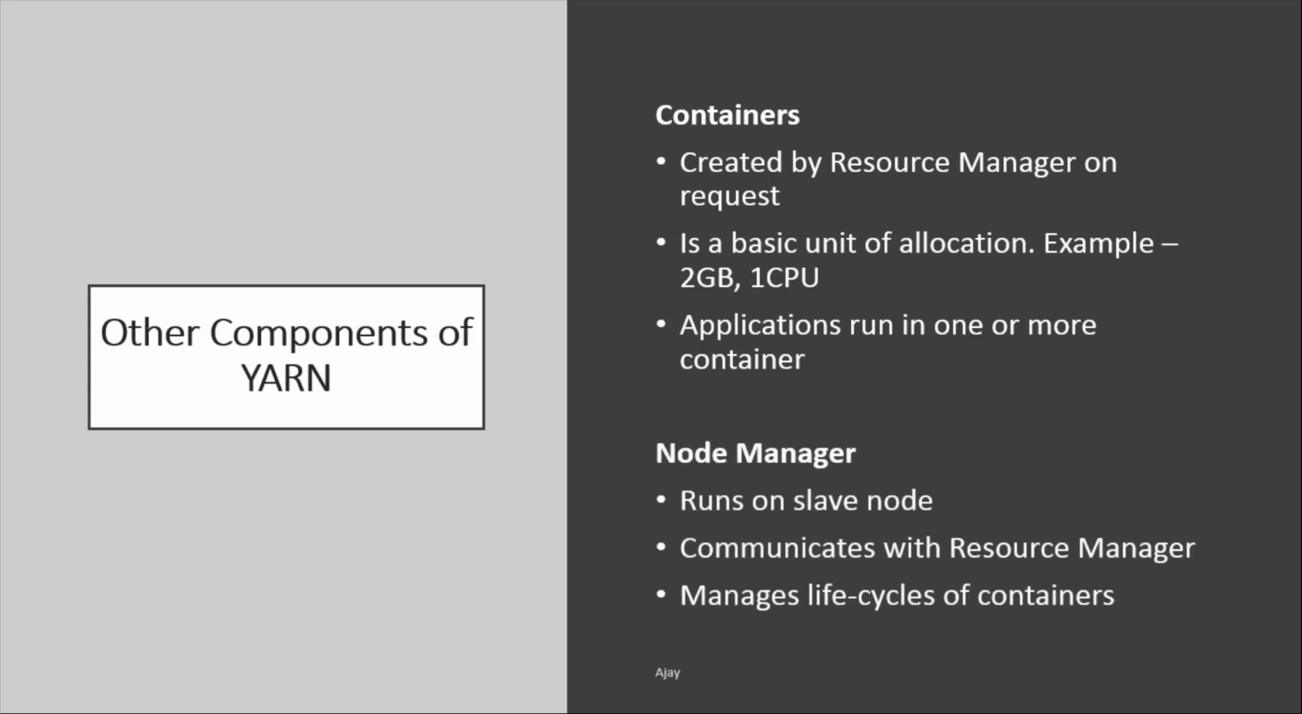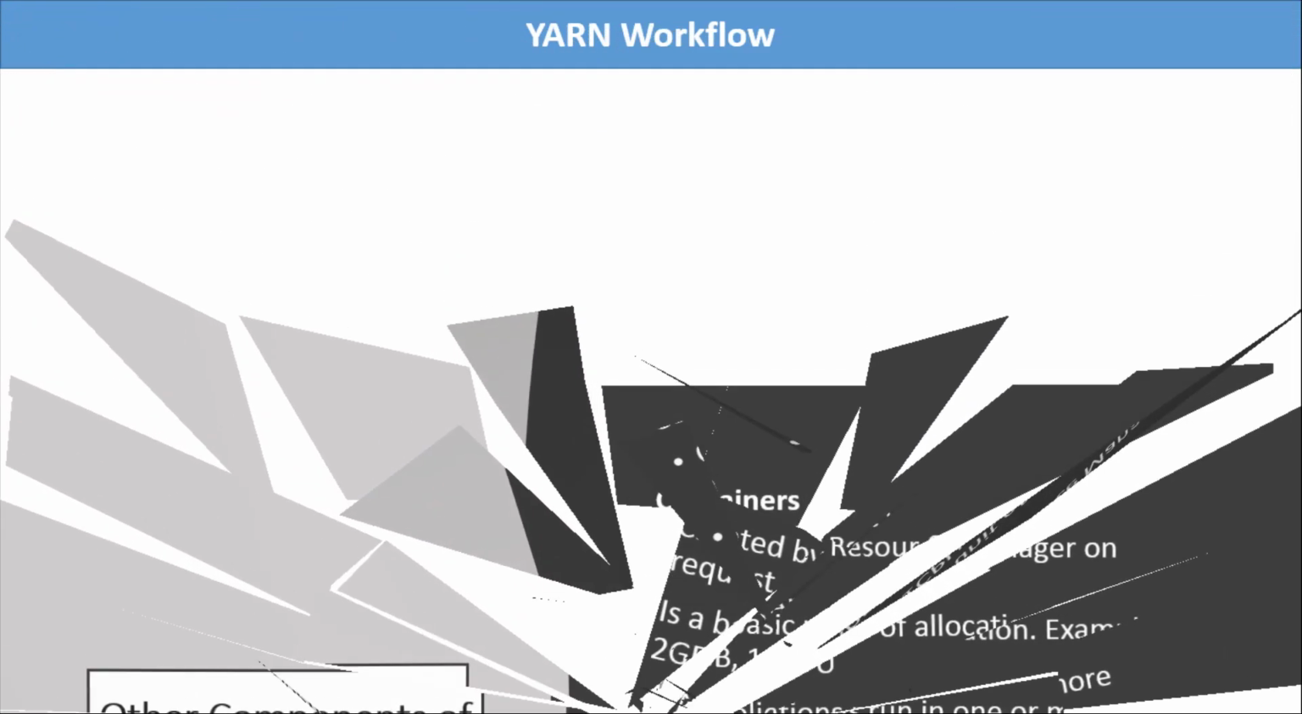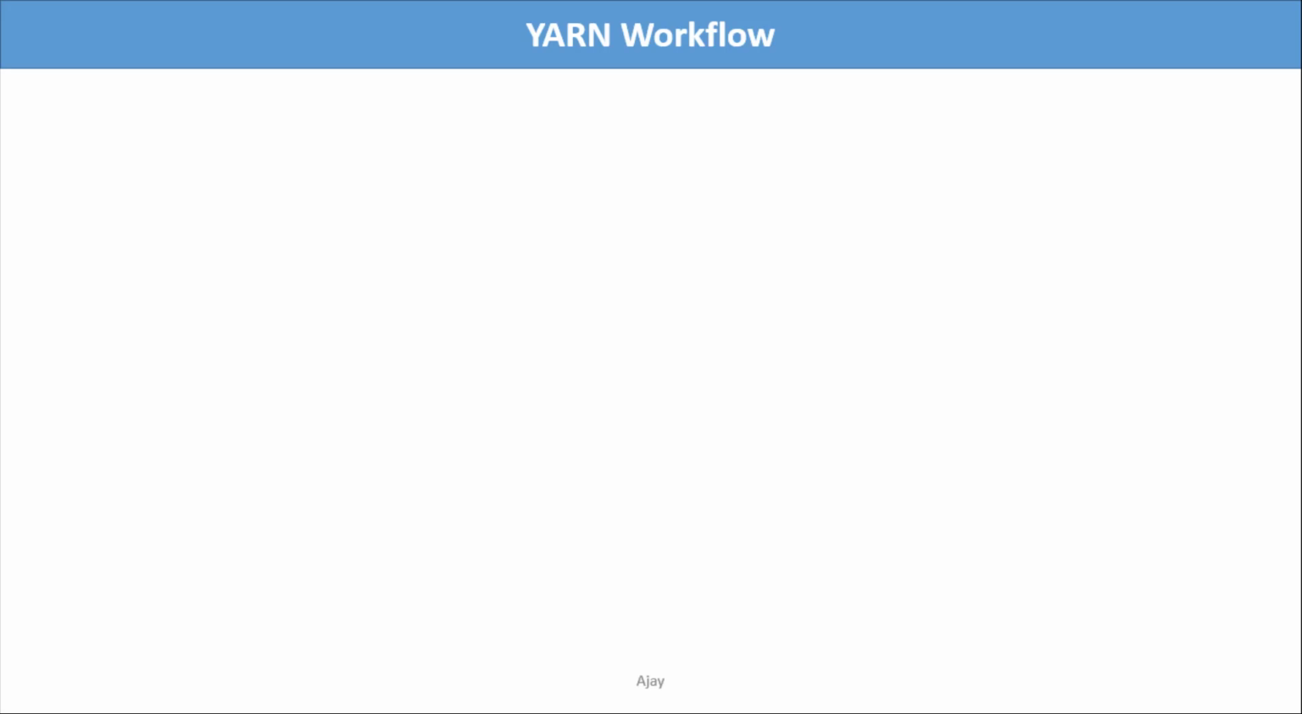Node manager is a process running on the slave machine which takes instructions from the resource manager. It is used for creation and deletion of containers in that particular node based on the instructions from the resource manager. Let's understand the working of YARN with a simple animation.